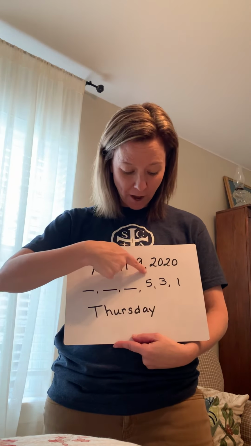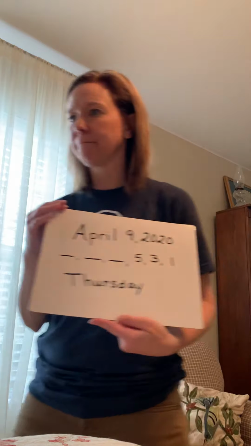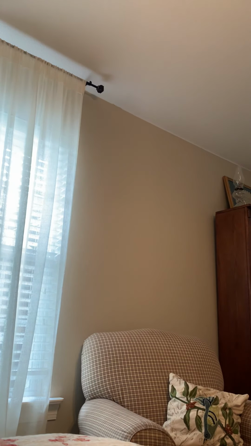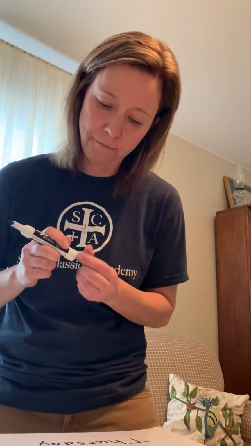Today's number pattern, we have blank, blank, blank, 5, 3, 1. All right. Write that down. Think about it. What pattern do you notice between these three numbers down here? How are we counting? All right, I'm going to grab my marker real quick, okay? I'm going to flip it over and write it in. Okay, this was kind of a hard one. Let's see how you did.